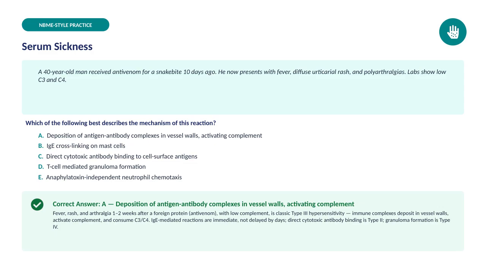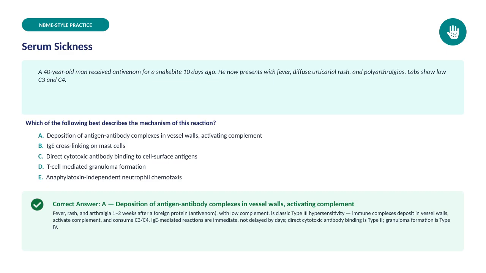This patient's symptoms of fever, rash, and joint pain occurring about 10 days after receiving antivenom point to serum sickness, a type 3 hypersensitivity reaction. This happens when antigen-antibody complexes form and deposit in small blood vessels, triggering complement activation and inflammation. The low levels of complement components C3 and C4 reflect their consumption during this process. This pattern distinguishes it from other hypersensitivity types.